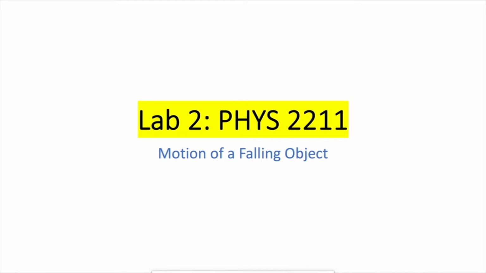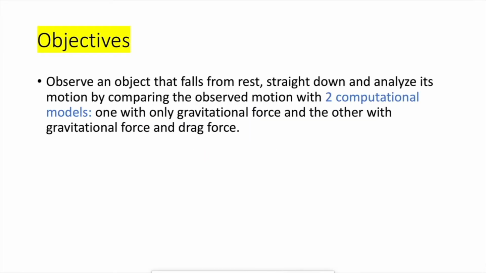Hello, my name is Laura Castano, and today I'm going to be discussing Lab 2 of Physics 2211, Motion of a Falling Object. The main objective of this lab is to observe the motion of an object, in this case a paper ball, that falls vertically from rest.